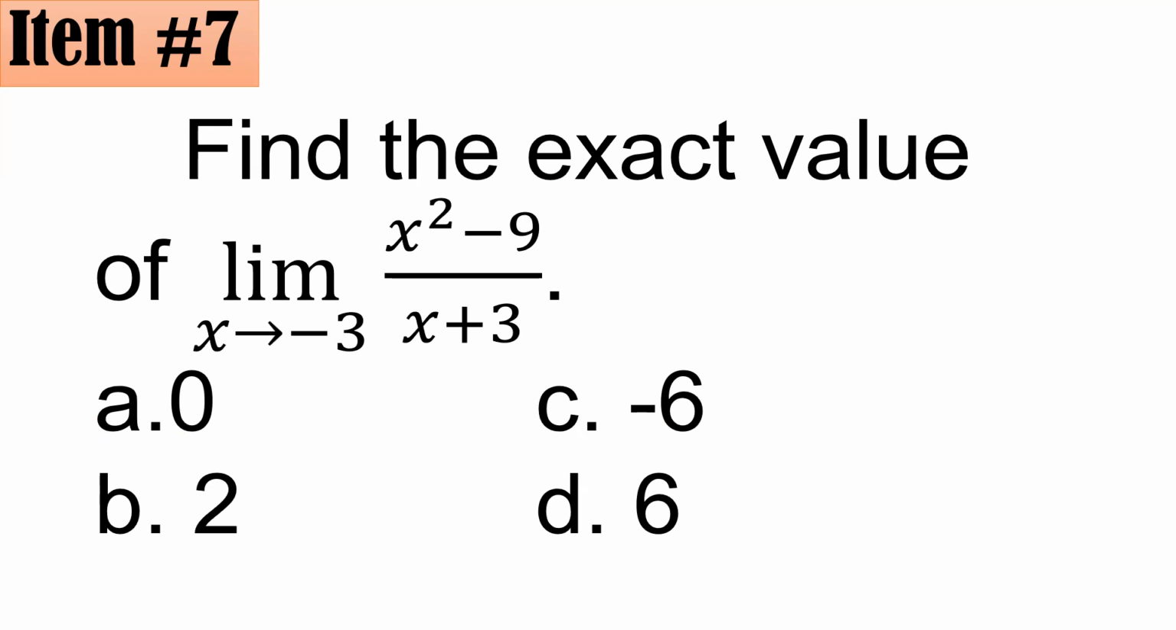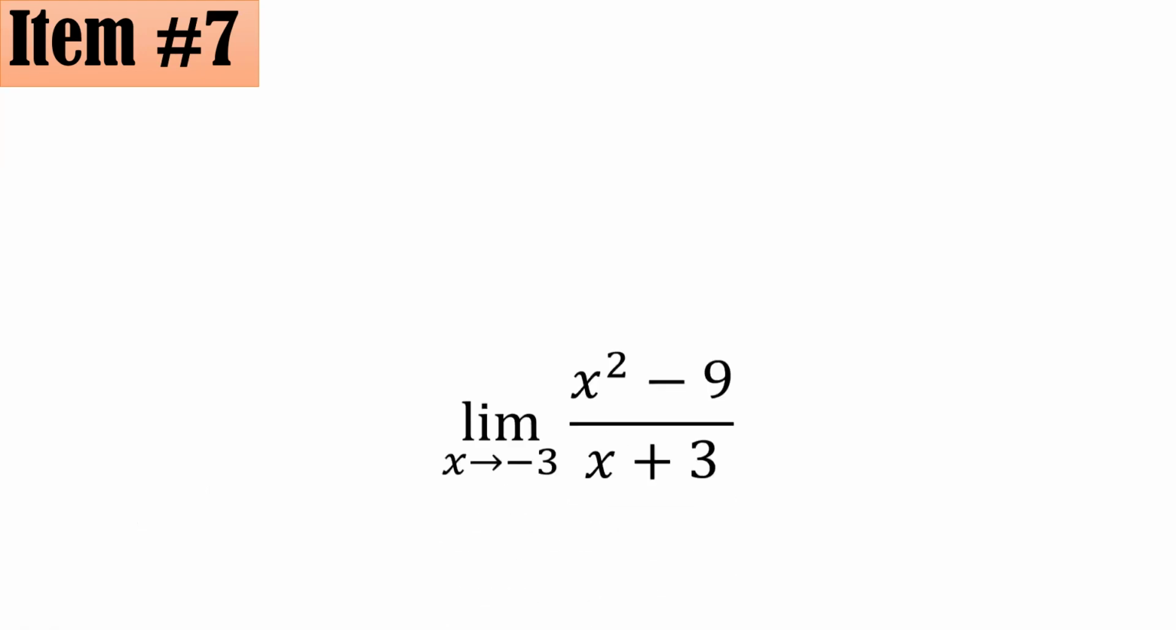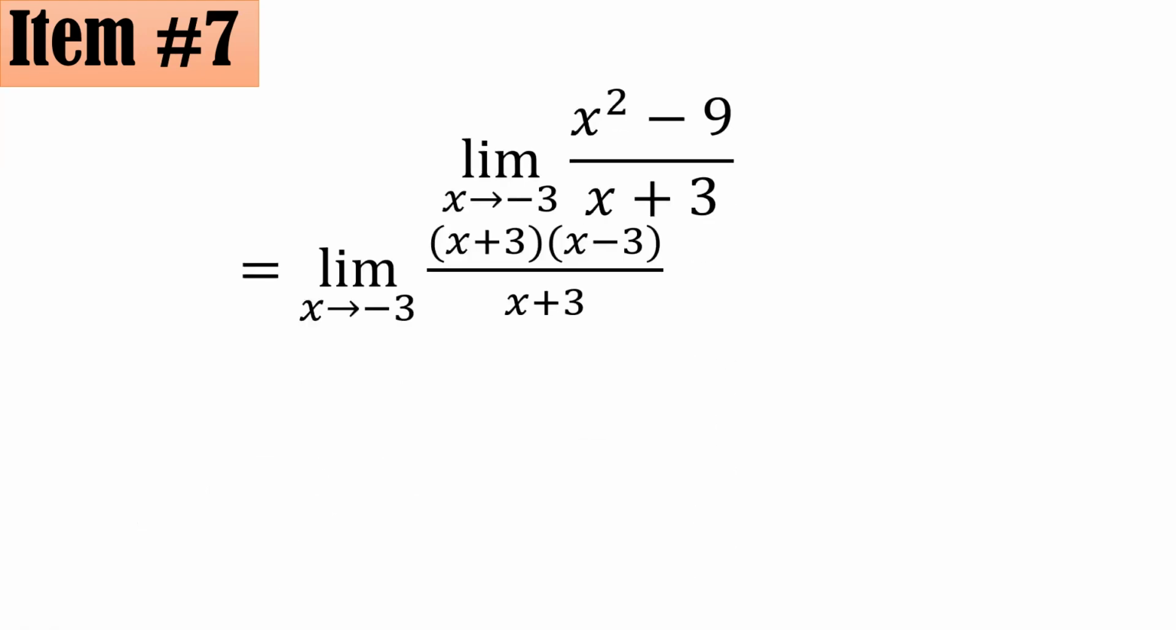Now, if you could notice po, if you will substitute directly negative 3 sa ating numerator, negative 3 squared will be 9. 9 minus 9, 0. Yung denominator natin, negative 3 plus 3, magiging 0 din. So you have 0 over 0. It's an indeterminate form sa ating calculus. But what can we do here? We can actually factor, right?